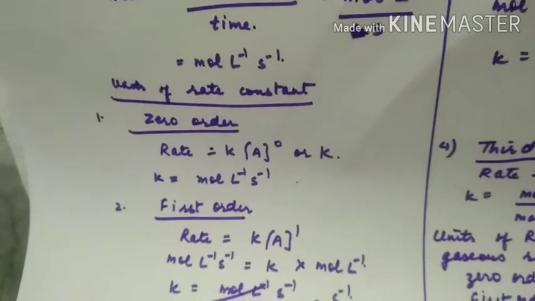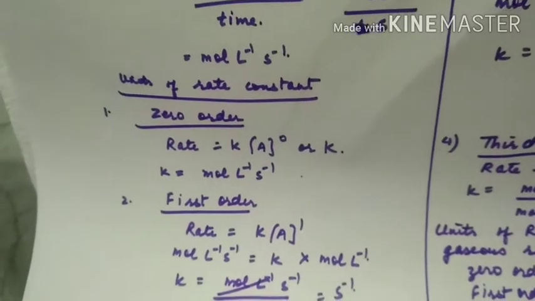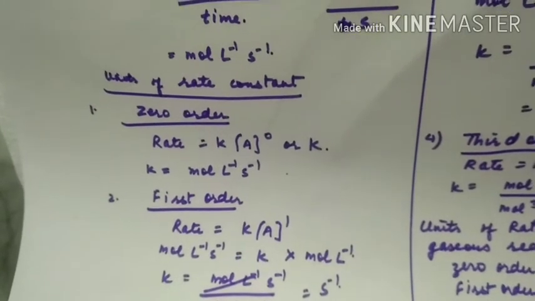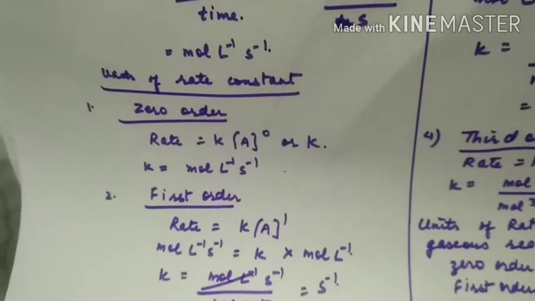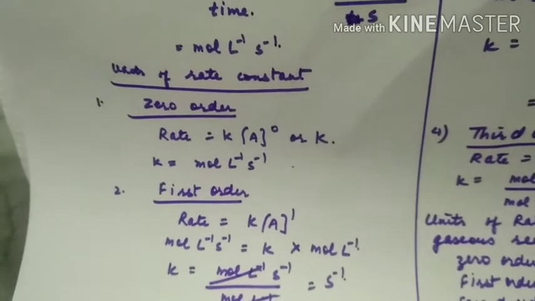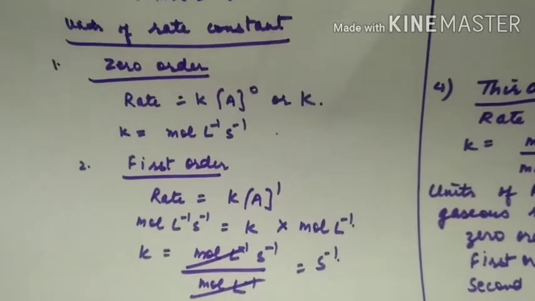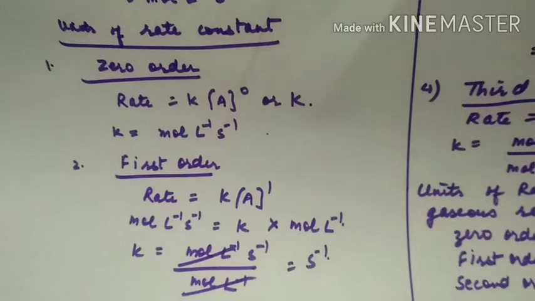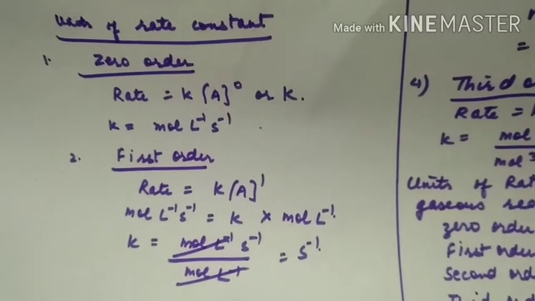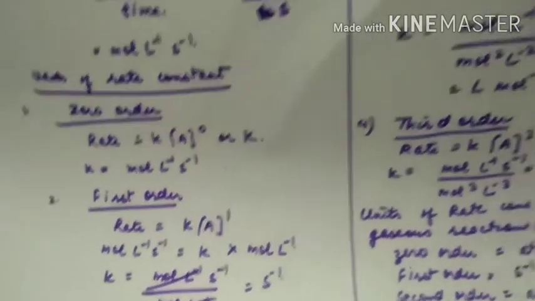For first order reaction, rate is equal to K into A raised to power 1. So units of rate are mole, liter inverse, second inverse. Units of concentration is mole, liter inverse. So K you can find out by dividing units of rate with units of concentration. So you get mole, liter inverse, second inverse upon mole per liter. So mole per liter gets cancelled and units of rate constant for first order reaction are second inverse.